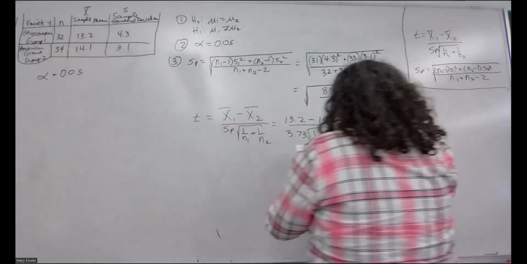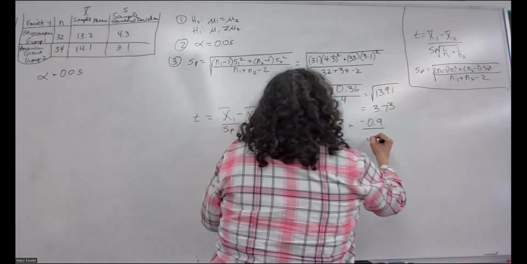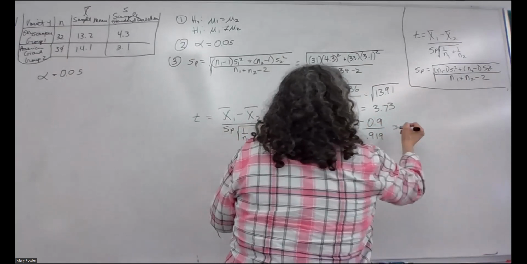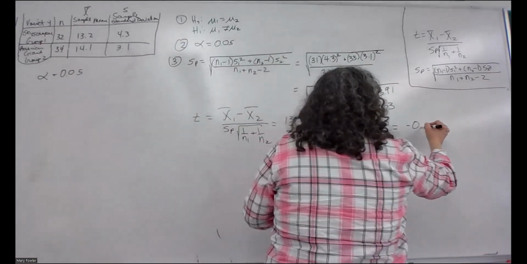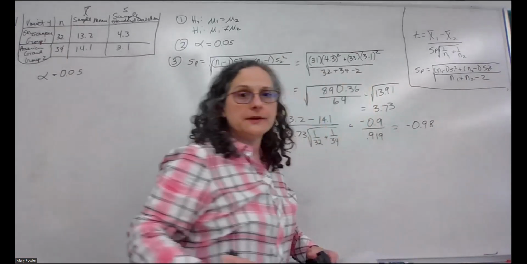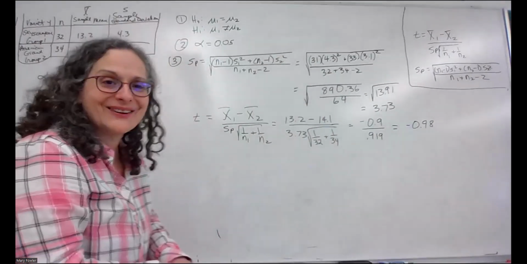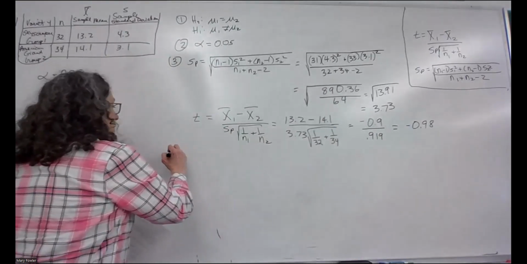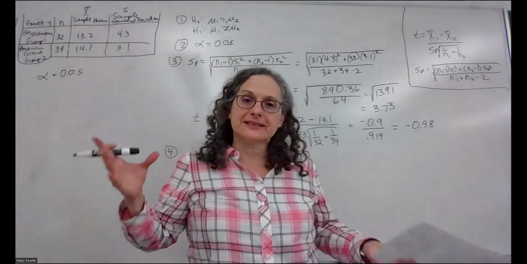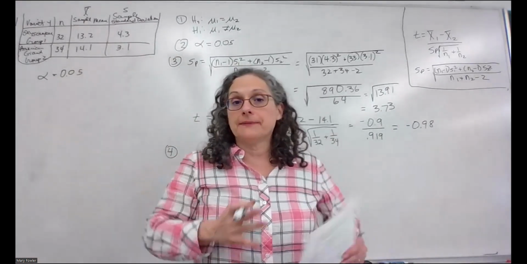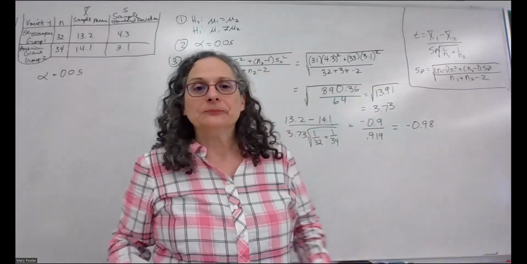I get the numerator is negative 0.9 and the denominator 0.919. And when I divide it, I get a T statistic of negative 0.98. Okay, so step 4, we're going to be using the critical value approach because this is a T test. And that's what we're doing so that we can use our tables.